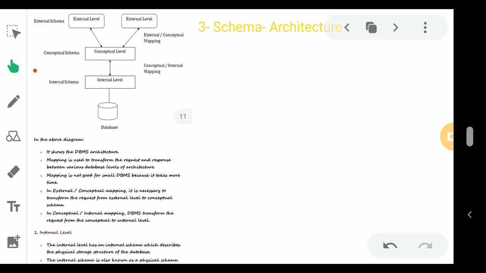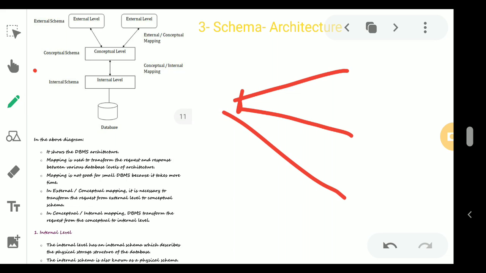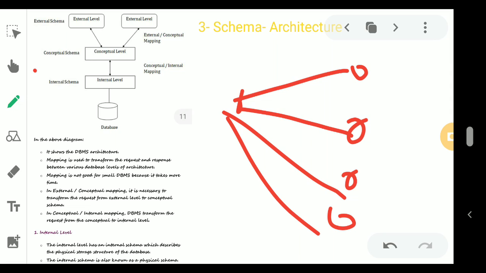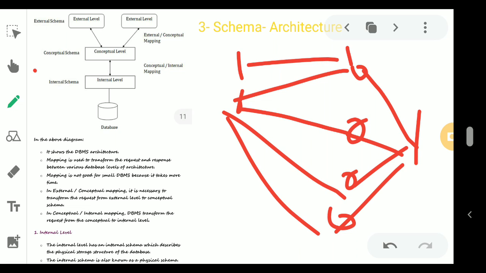There are different kinds of mapping, where from one request can be sent to multiple ports, or from multiple ports it can be answered by using only a single port. These are known as mapping. From one I can send the information to multiple ports, or from multiple, or one to one. This is known as mapping. Mapping is not good for a small DBMS because it takes more time.